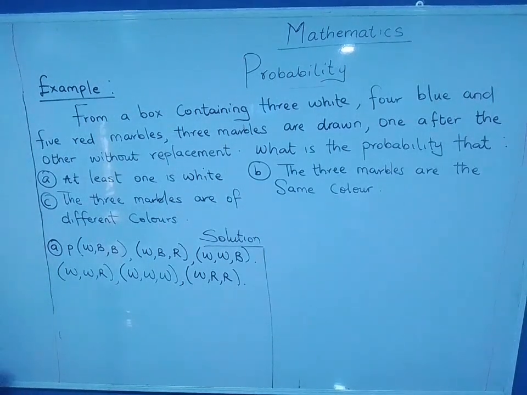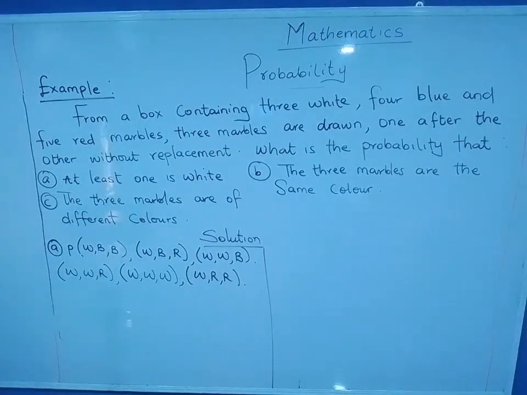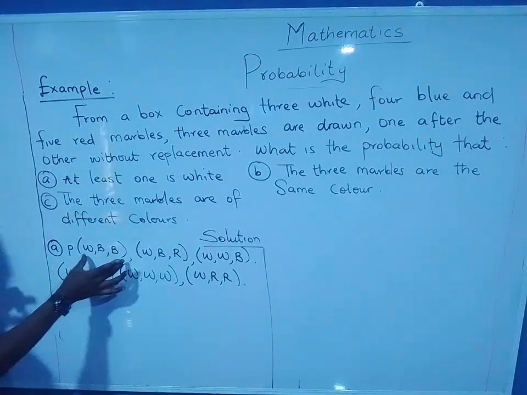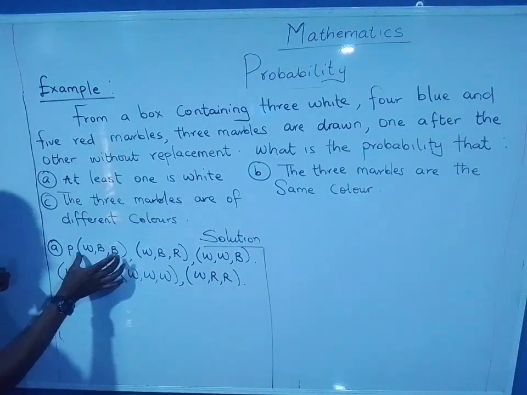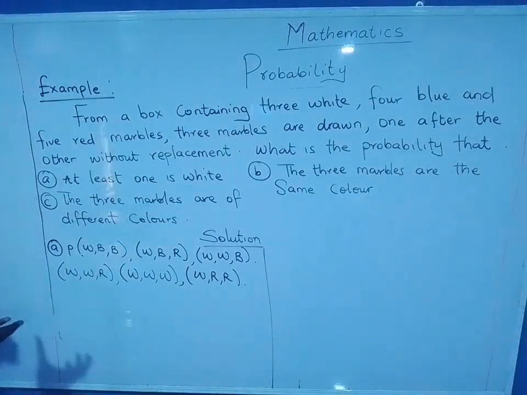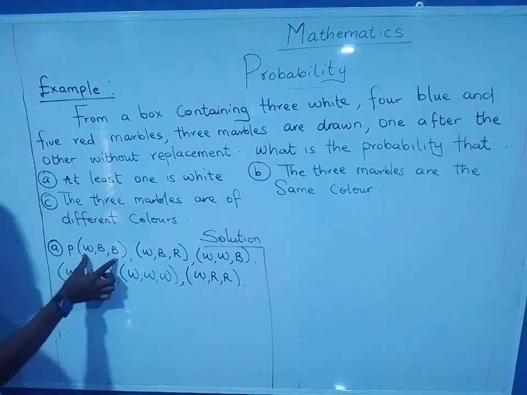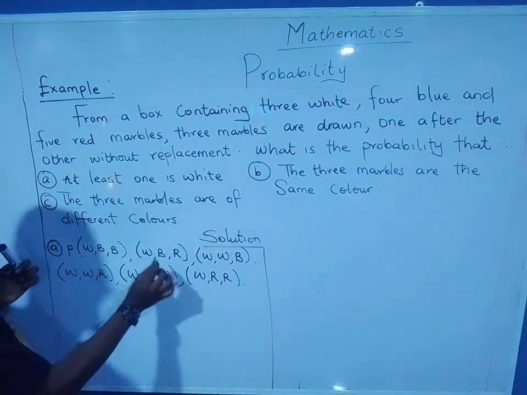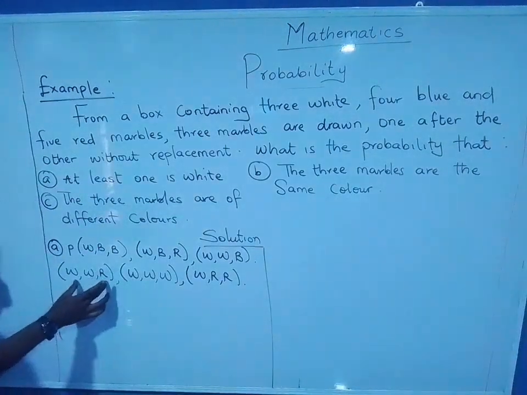Is there another one? Think, please. Is there another combination? I don't think there's any other combination because you have to first of all think of the combination of what you're looking for. So now, the probability that at least 1 is white is us getting either of this. Okay, so either getting this one or this one or this one or this one, this one.